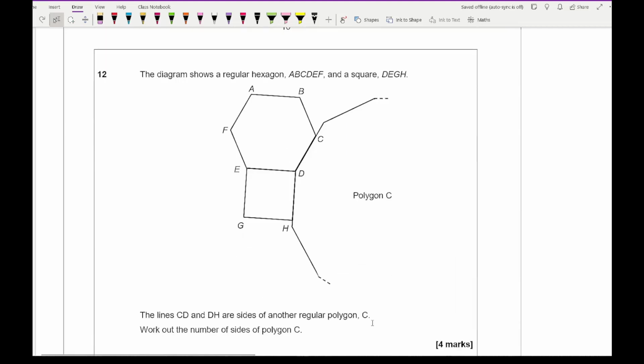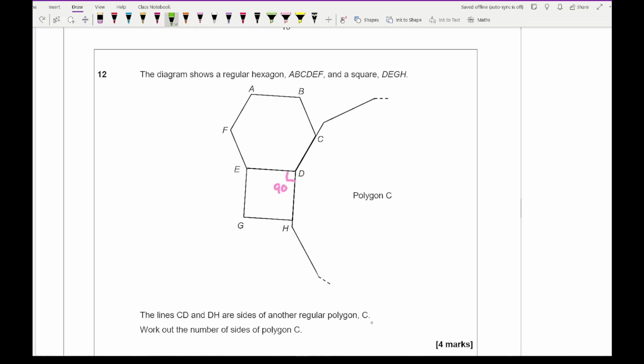Then moving on to question 12, it says that the diagram shows a regular hexagon ABCDEF and a square DEGH. And it says the lines CD and DH are sides of the same regular polygon C. Work out the number of sides of polygon C. So let's have a look at what we know. So we know that this angle here is 90 degrees.